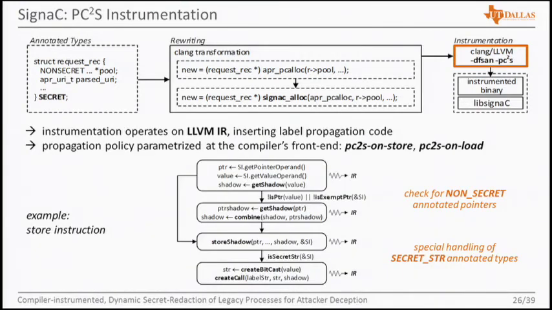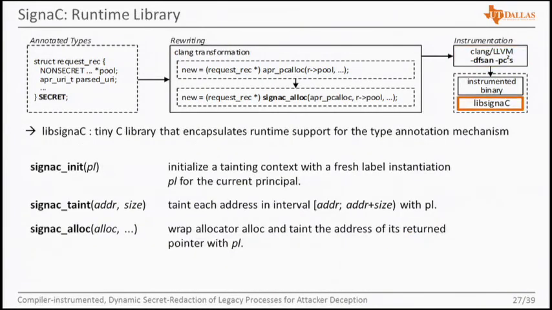The instrumentation step is an optimization pass in LLVM that operates on intermediate representation code and inserts optimized label propagation code as it processes each instruction. Here I show an example for the store instruction. At runtime, the instrumented binary generated from this compilation process is accompanied by a very tiny runtime library that provides an initialization function and also 2 supporting functions for tainting addresses and wrapping the dynamic memory allocators.